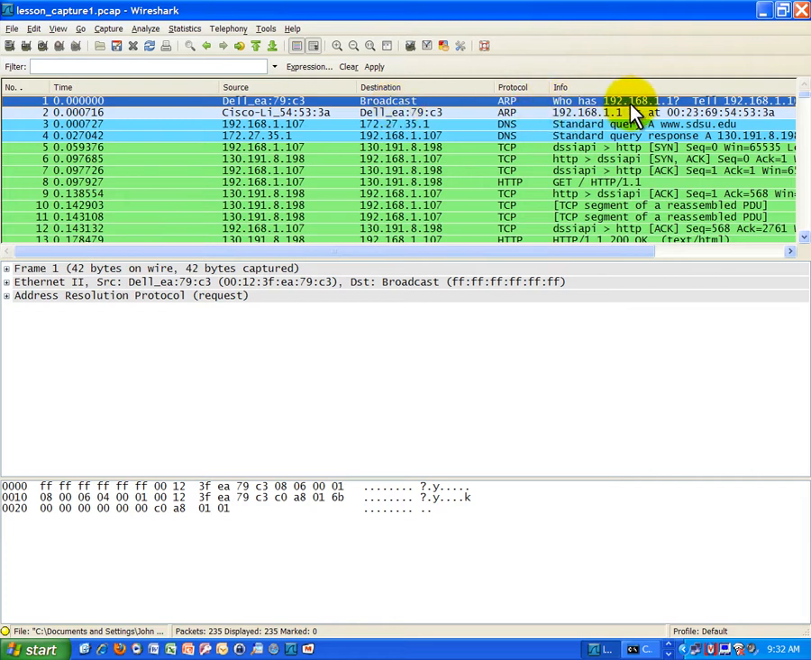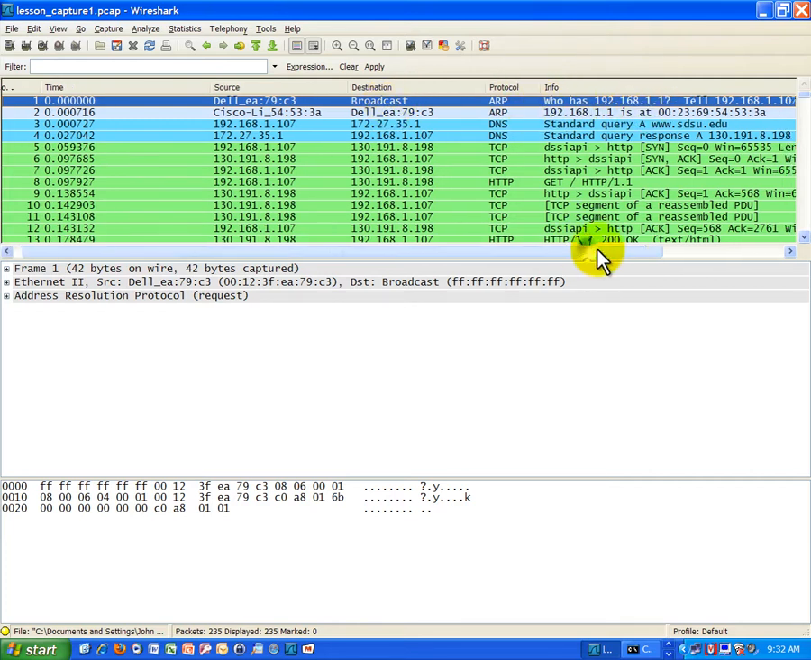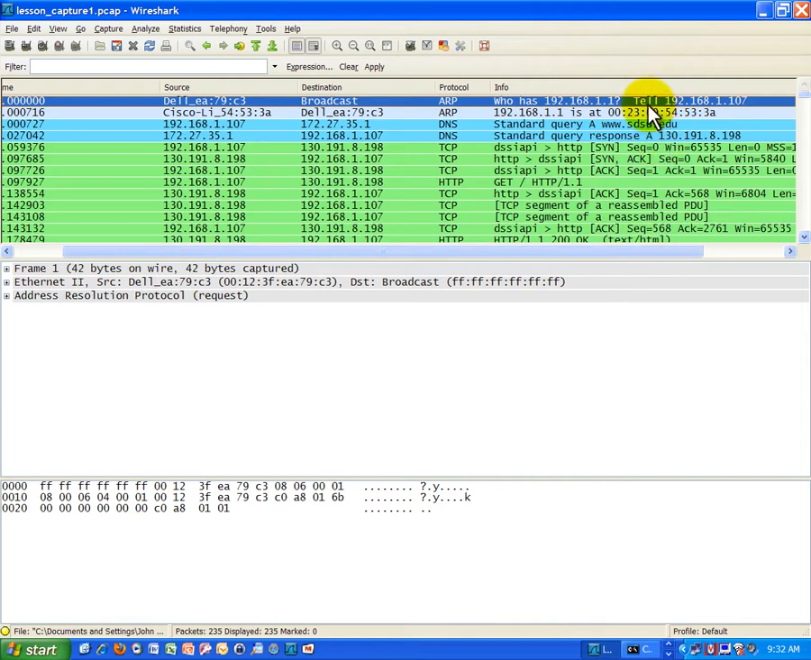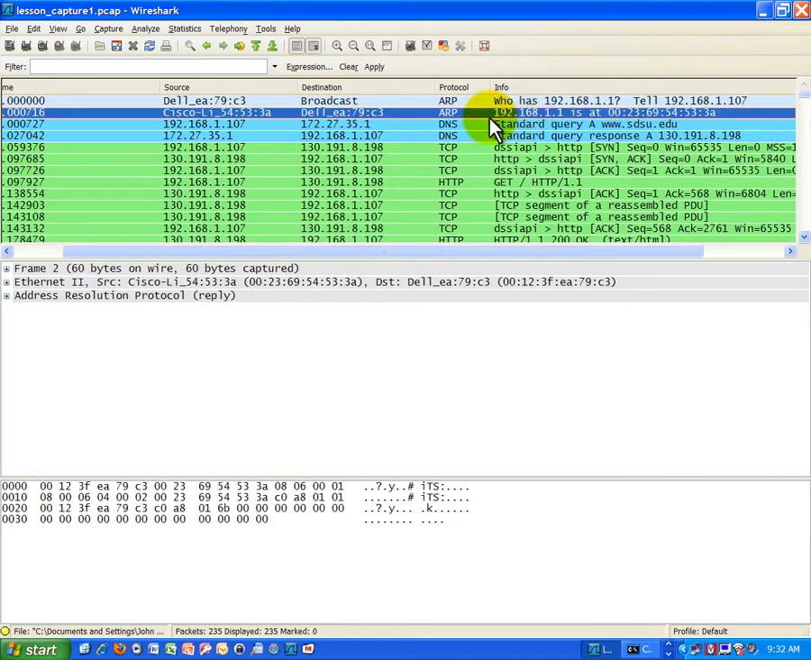And I'm saying who has 192.168.1.1. And then it says here in the summary, tell 192.168.1.107. Well, guess what? That's me. So I'm asking the entire network who has this IP address, and whoever does, send it back to me. In this second frame, that's what happens. The gateway receives that packet because it was sent to every computer on the network. That's basically what a broadcast is.